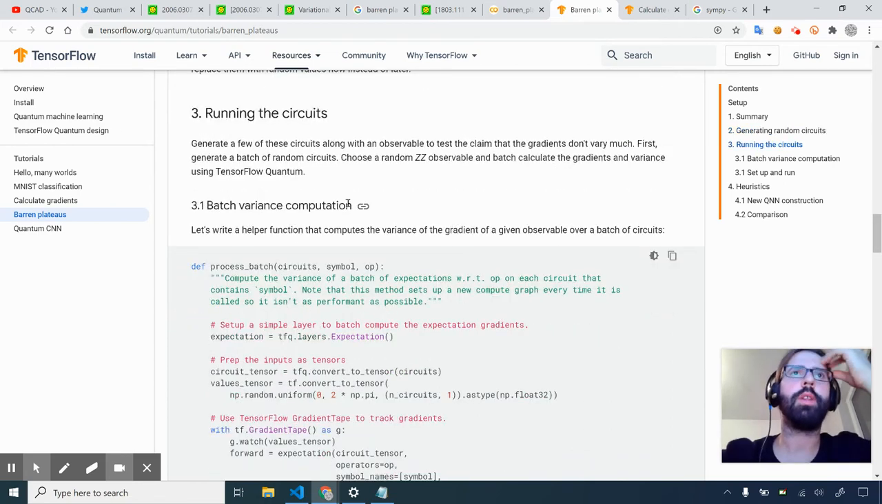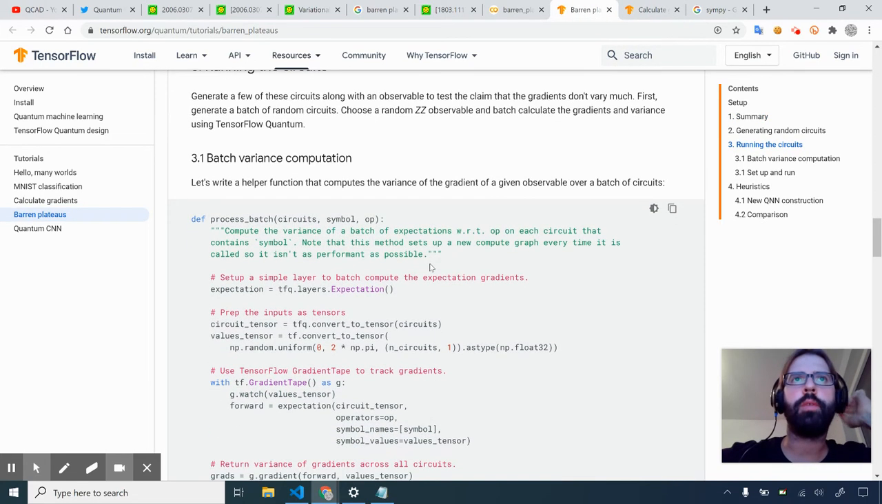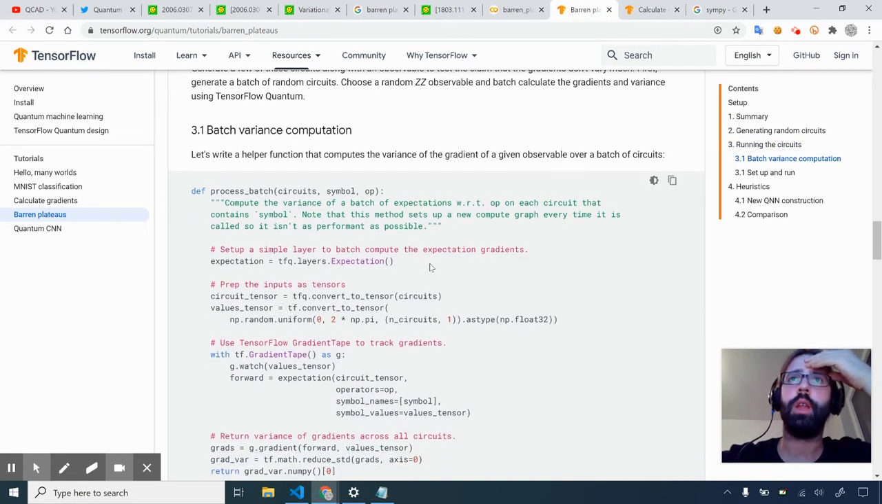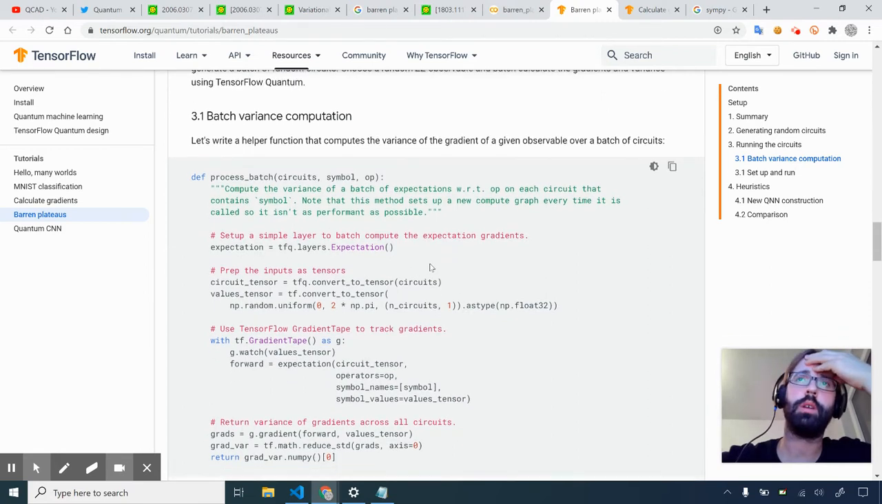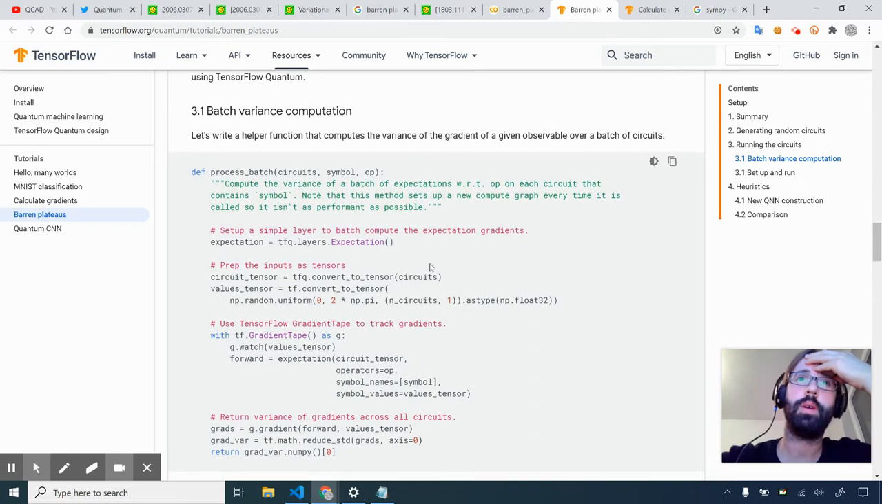Running the circuits, generate a few of the circuits along with an observable to test the claim that the gradients don't vary much. First, generate a batch of random circuits. Choose a random ZZ observable and batch calculate the gradients and variance using TensorFlow Quantum. I probably would have to read or do these other tutorials as well. Let's write a helper function that computes the variance of the gradient of a given observable over a batch of circuits.